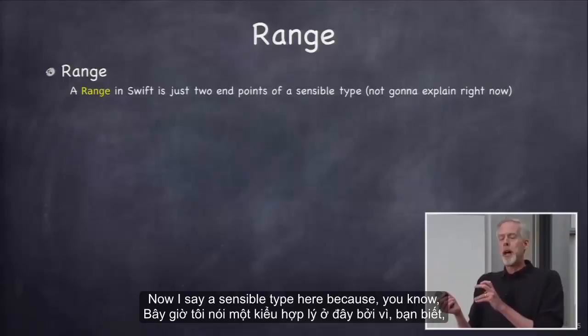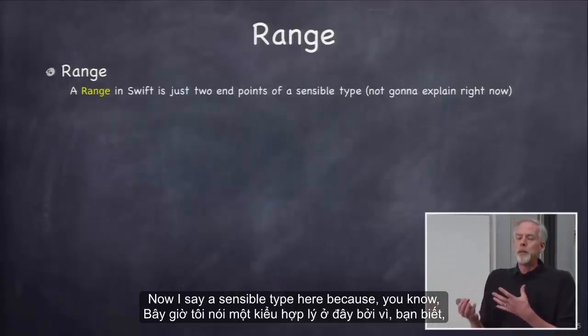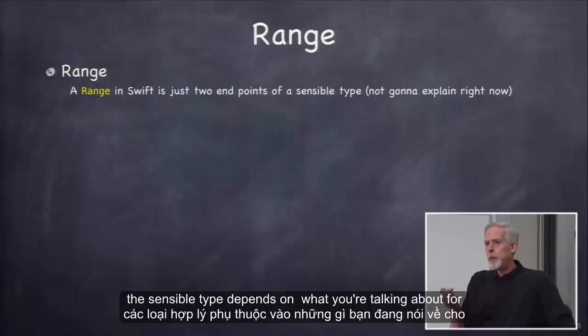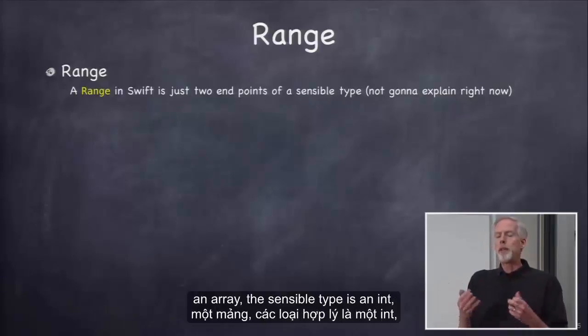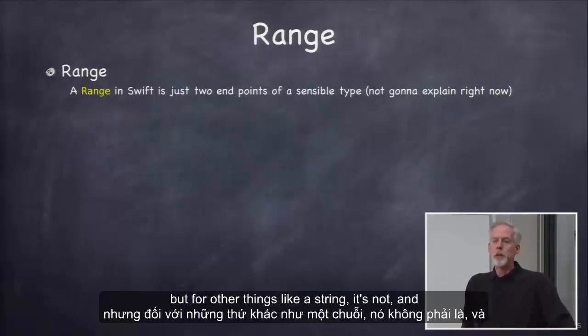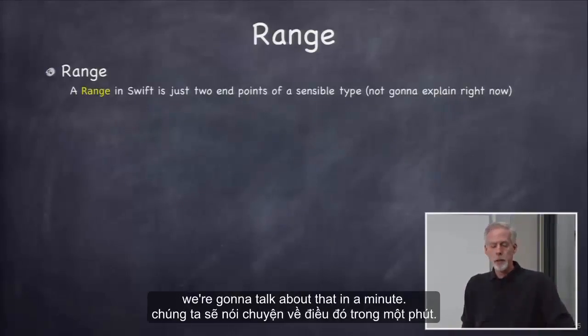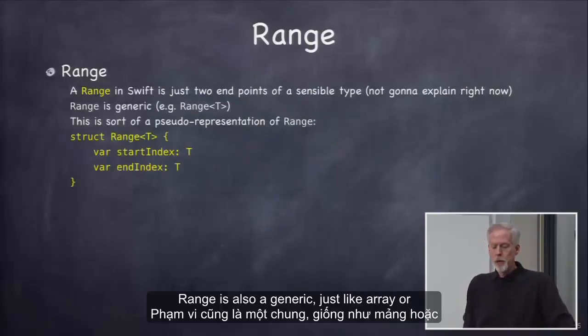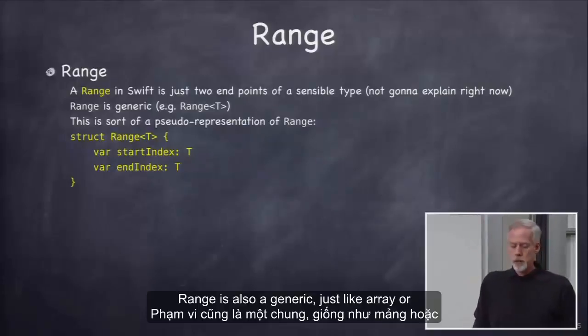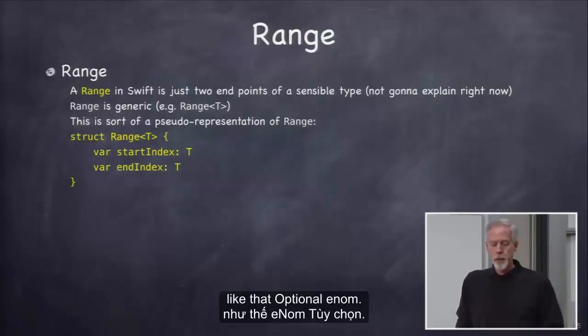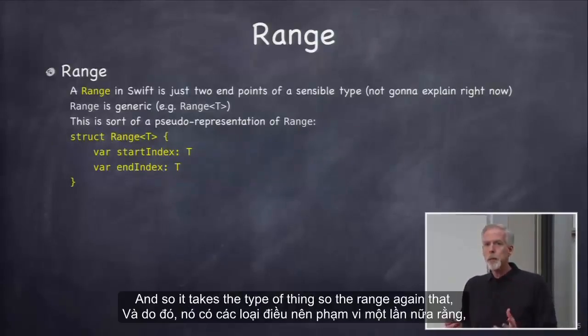It's exactly what you would think a range would be. Now I say sensible type here because the sensible type depends on what you're talking about. For an array, the sensible type is an int, but for other things like a string, it's not. And we're going to talk about that in a minute. Range is also a generic, just like array or like that optional enum. And so it takes the type of thing.